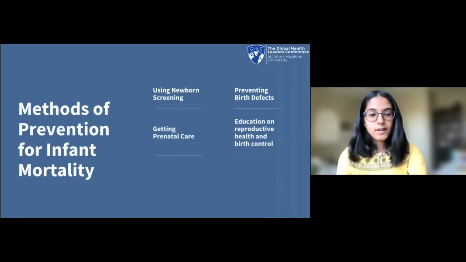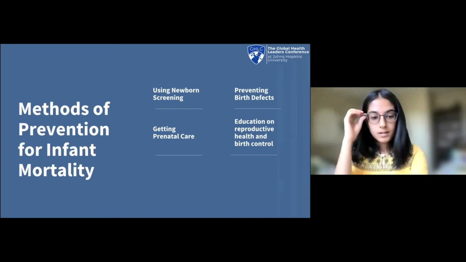So, methods of prevention for infant mortality. I have a couple listed here. The first one is using newborn screening. Newborn screening is when doctors simply take a blood sample from the newborn and test it. This simple procedure can detect many hidden problems early on.